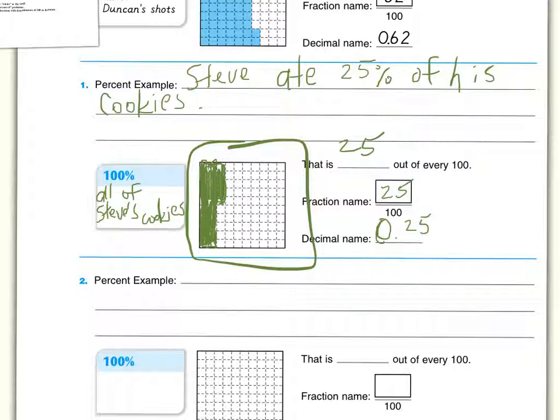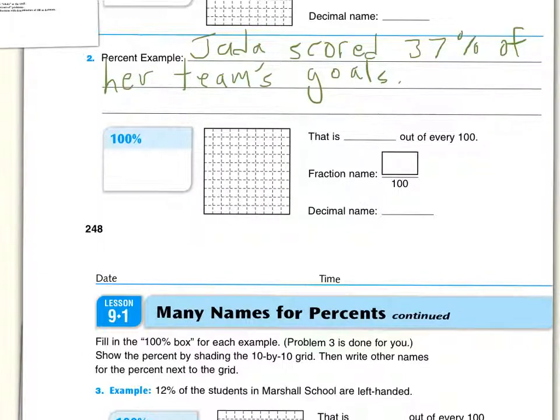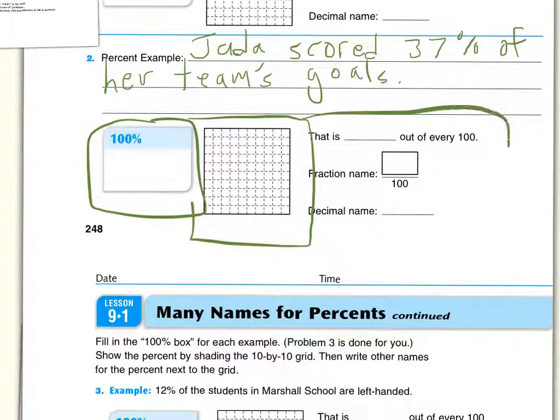Okay, I'm going to do another one for you, and then I want you to work on this on your own. Alright, so the example is Jada scored 37% of her team's goals. Okay, I want you to fill in this on your own, and then I want you to fill in the 10 by 10 grid and all of these answers here. So pause it, and then when you're done, I'm going to go over them with you.